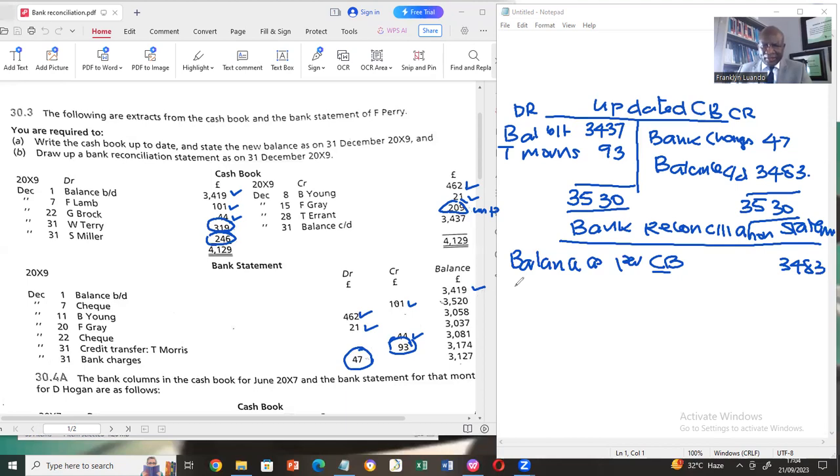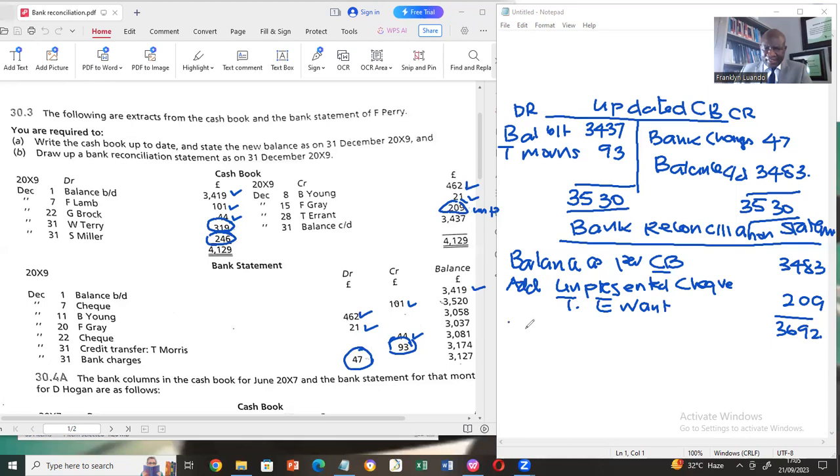Add unpresented check. The reason why we are adding back is because at the bank, they have not deducted, but in the cash book, we have deducted. Here we deduct, but at the bank it's not deducted. So to reconcile, we must also add back. This was to T Errant. That is 209. 209 there, how much do we have? 3692.